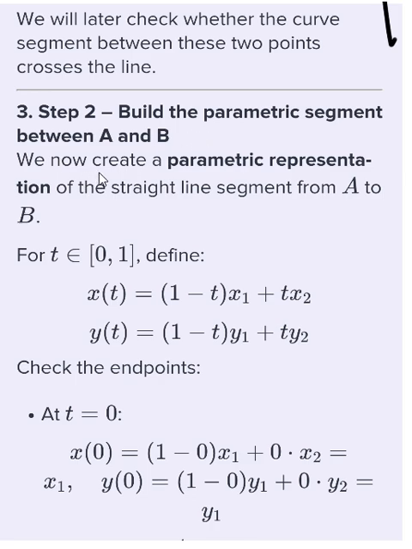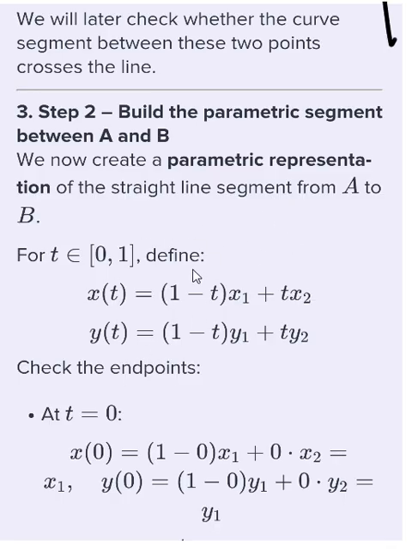For that, we create a parametric representation of the line segment from A to B. Any point on the straight line from A to B is represented by x of t equals 1 minus t times x1 plus t x2, and y of t equals 1 minus t times y1 plus t y2. This can also be written as x of t equals x1 plus t times (x2 minus x1), and y of t equals y1 plus t times (y2 minus y1).